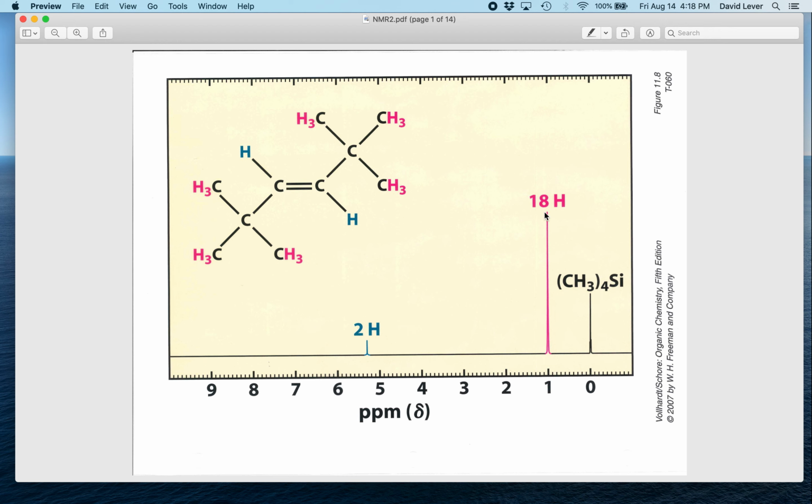We have 18 identical hydrogens right around 1 for the magnetically equivalent CH3 groups on each of the two t-butyls. We've got rotational symmetry around an axis here, so that the two hydrogens on the alkene are identical to each other and the two t-butyl groups are identical to each other. And then between 5 and 6 we've got a singlet, and since these are magnetically equivalent hydrogens, they're not splitting each other. And then we have our internal standard at 0.